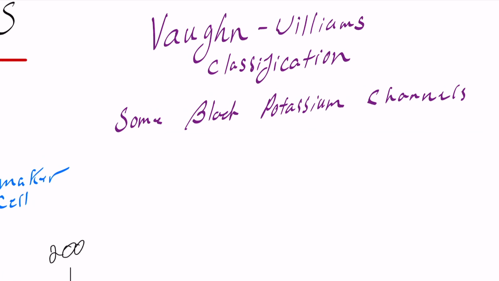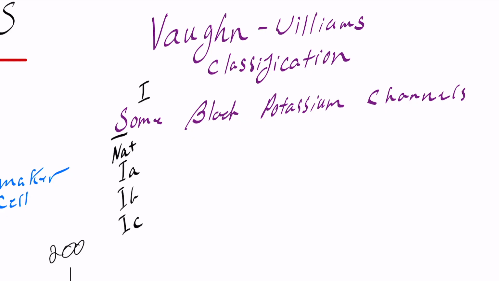Now, when we're talking about the different classifications, I mentioned 4 of them. The first one is class 1, and the first word starts with an S, so it's for sodium channel blockers. And this can be further divided into class 1A, 1B, and 1C.